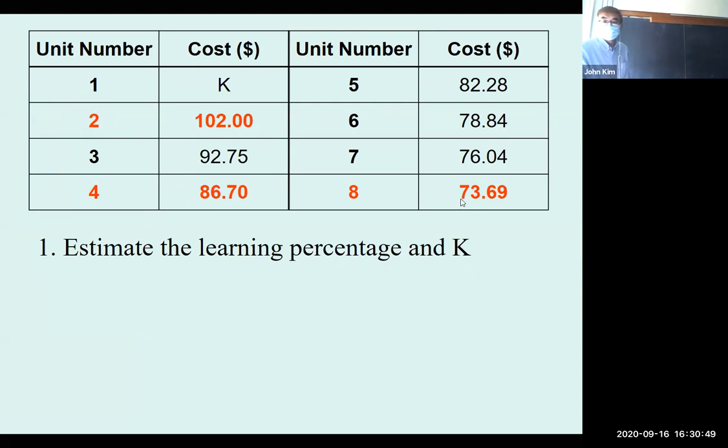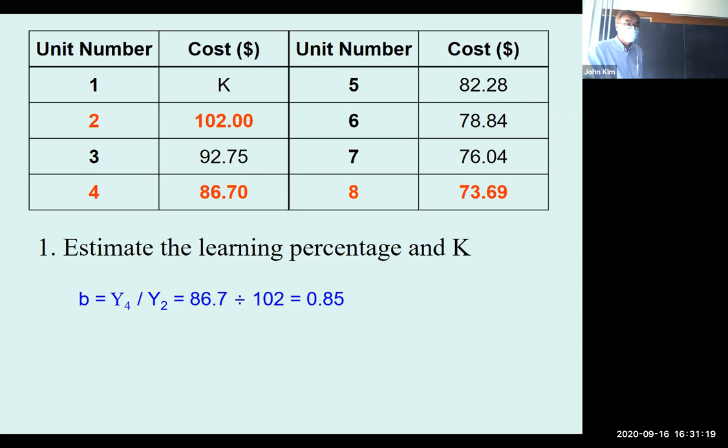So b equals y fourth divided by y second, equals 86.7 divided by 102, equals 0.85. So the learning percentage for this example is 0.85, or 85%.